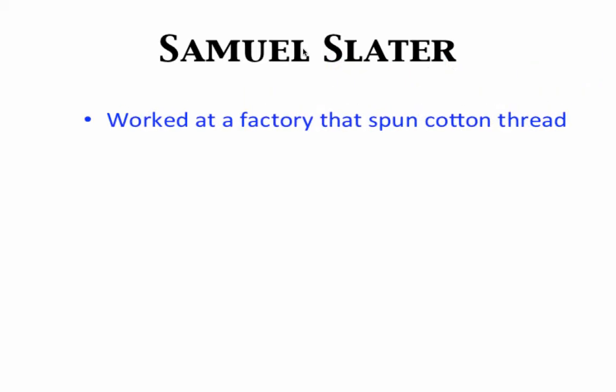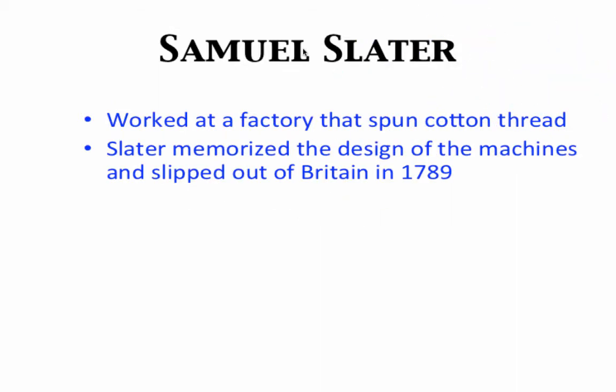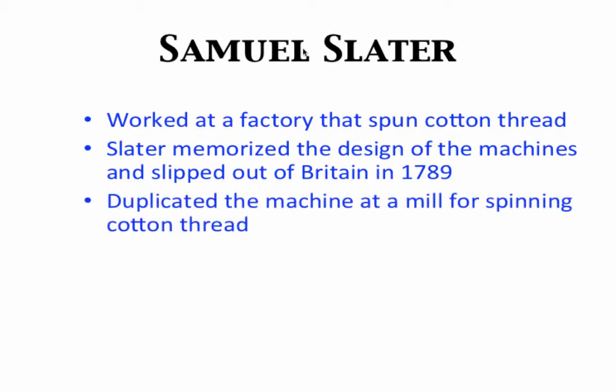Now, Samuel Slater is a very important person to talk about. He worked in a factory that spun cotton thread. And he did that in Britain. And remember, the Industrial Revolution starts in Britain years ahead of the United States. Well, Slater memorized the design of the machines that he worked on every day, and was able to sneak out of Britain in 1789. Once he came to the United States, he was able to then duplicate this machine.